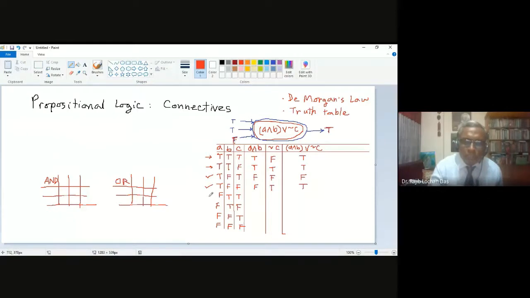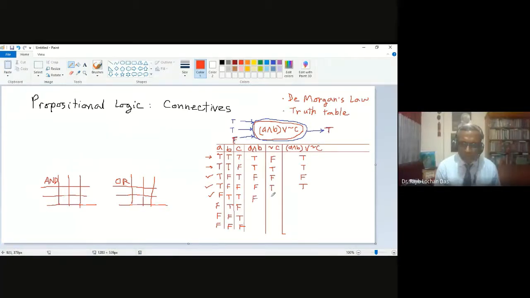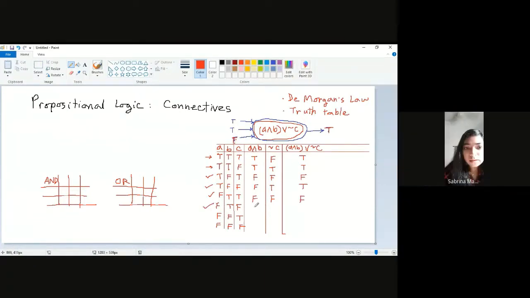So move to the next line. What will happen here for the next line? Here will be F, then F, false. And lastly, the last result is false. What will be the next line? True, F. If not true, false. If true, true and false.